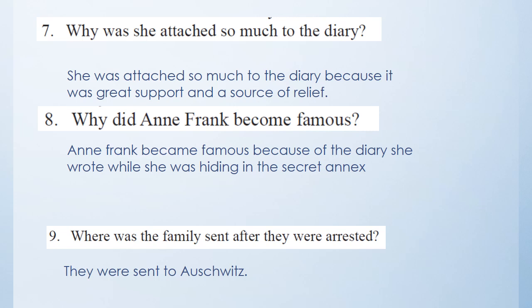Where was the family sent after they were arrested? They were sent to Auschwitz. Okay.